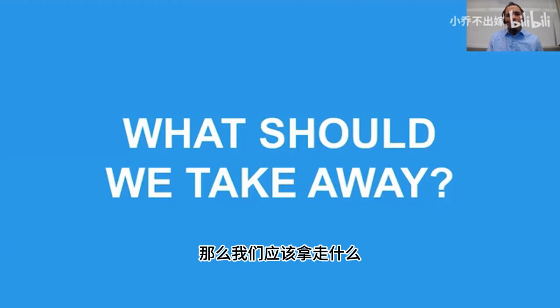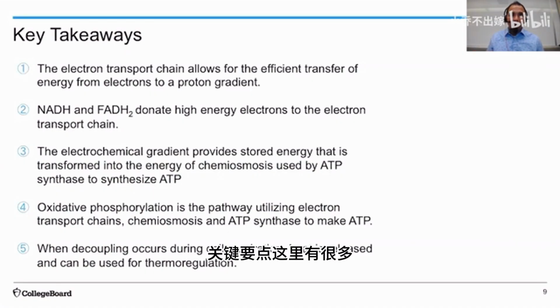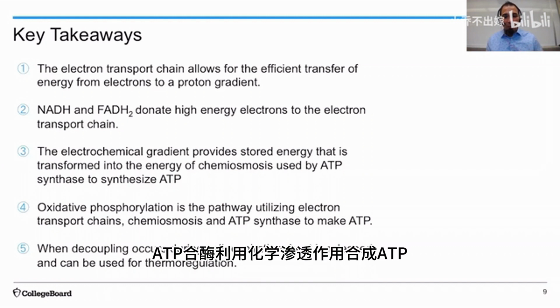So what should we take away? Key takeaways, there's a lot here. So one, the electron transport chain allows for efficient transfer of energy from electrons to a proton gradient. Our carrier molecules, NADH and FADH2, donate these electrons to the electron transport chain. And then by donating these electrons, they help the electrochemical gradient provide stored energy that is transformed by chemiosmosis, used by ATP synthase to synthesize ATP. A lot going on there. Chemiosmosis, those protons are moving through, and as they move through, ATP will be formed.